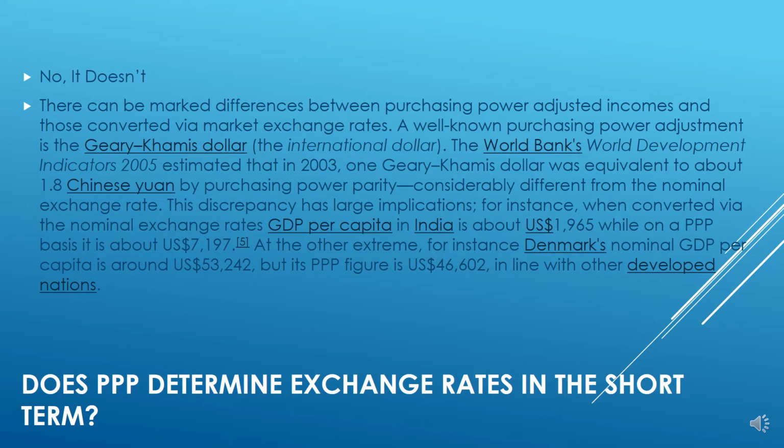So, there can be a difference between the exchange rates calculated according to nominal GDP and those according to purchasing power parity. And also, in the short term, the exchange rate is not determined by purchasing power parity because the basket of goods keeps on fluctuating.